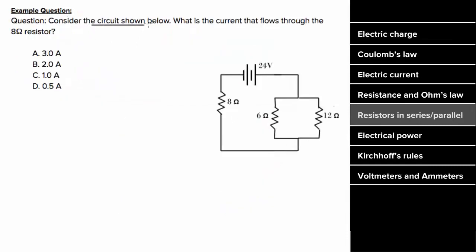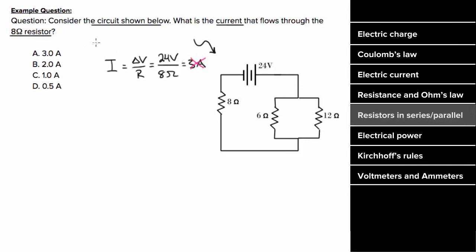So what does an example problem involving resistors in series and parallel look like? Let's say we have the circuit shown below, and we want to know what current flows through the 8 ohm resistor. Now you might be tempted to say that since Ohm's law says that the current is delta V over R, we can just plug in the voltage of the battery, which is 24 volts, divided by the resistance of the resistor, which is 8 ohms, and that would give us 3 amps. But that's not right at all.